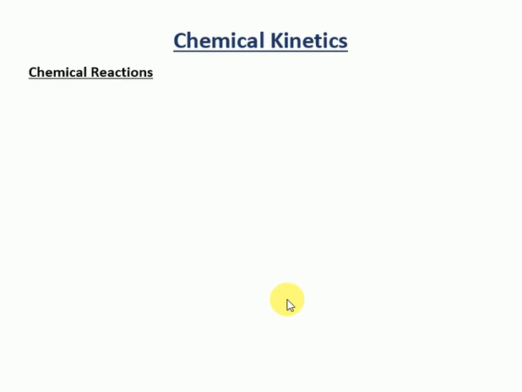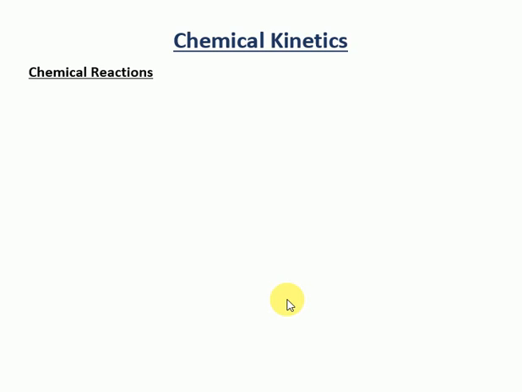Good morning, students. Today we will start chemical kinetics. In chemical kinetics, we will learn about chemical reactions, elementary and complex reactions, rate of a chemical reaction, rate law and rate constant, molecularity of reaction, order of reaction, then differential and integral forms of reaction, methods of determination of order of reaction, effect of temperature on rate of reaction, and theories of rate of reaction.